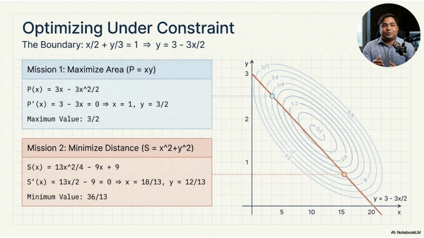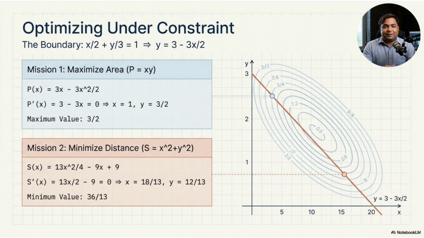The first mission is to maximize area. The area is represented by p equals x times y. Since y equals 3 minus 3x over 2, we substitute this into p. So p of x becomes x times (3 minus 3x over 2). That simplifies to p of x equals 3x minus 3x squared over 2. Now we differentiate p. The derivative is p prime of x equals 3 minus 3x.